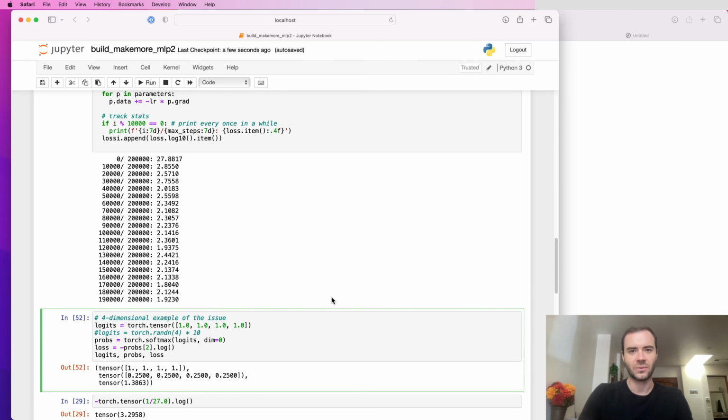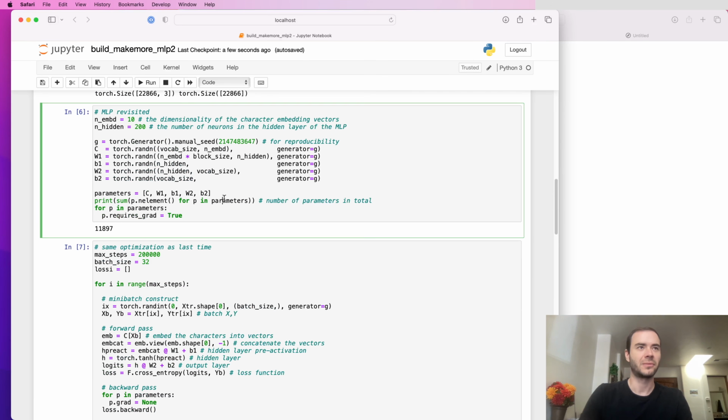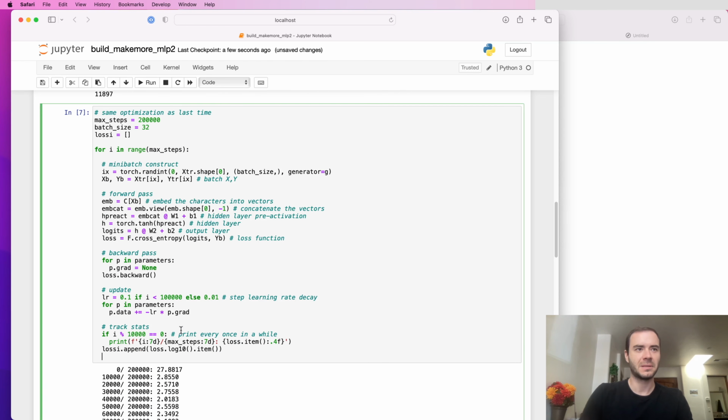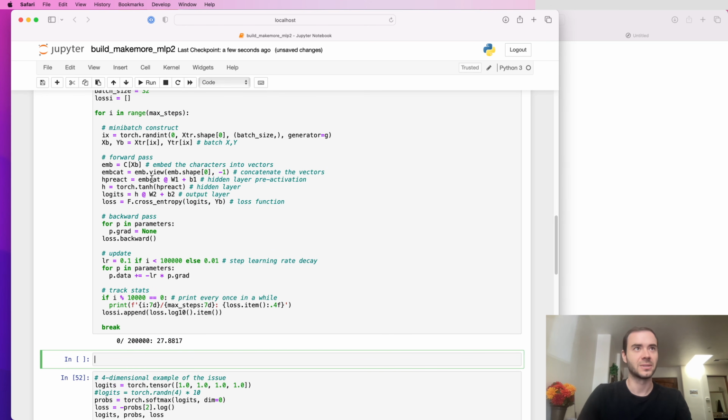So let's now concretely see where things go wrong in our example. Here we have the initialization. Let me reinitialize the neural net. And here, let me break after the very first iteration, so we only see the initial loss, which is 27. So that's way too high. And intuitively, now we can inspect the variables involved.